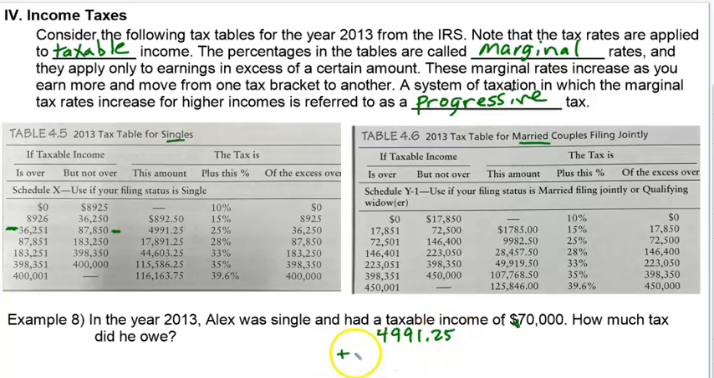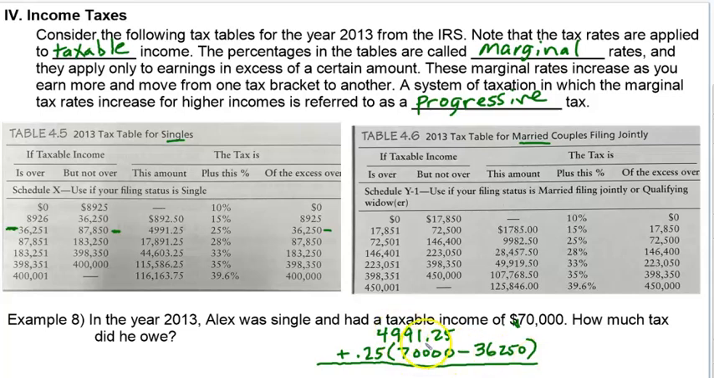And then I'm going to pay more based on the difference between the taxable income and $36,250. And that percentage is 25%. So in your calculator, you can add 25% of the difference of $70,000 and $36,250. So that's the way these tables work.